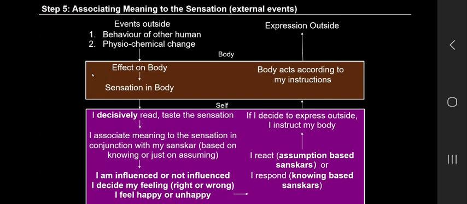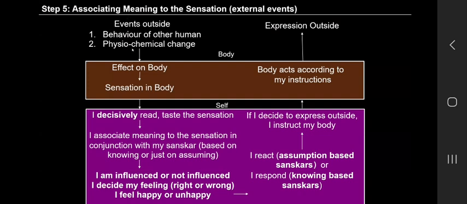Associating meaning to the sensation. In the previous slide, we were trying to be aware of different sources of sensations. Now we can discuss how we associate meaning to this sensation. Let me explain this PPT, then I will come back to Prashant Bhaiya and Chandrasekhar ji. I hope all of us are able to see this PPT. So now we are discussing how we associate meaning to this sensation.